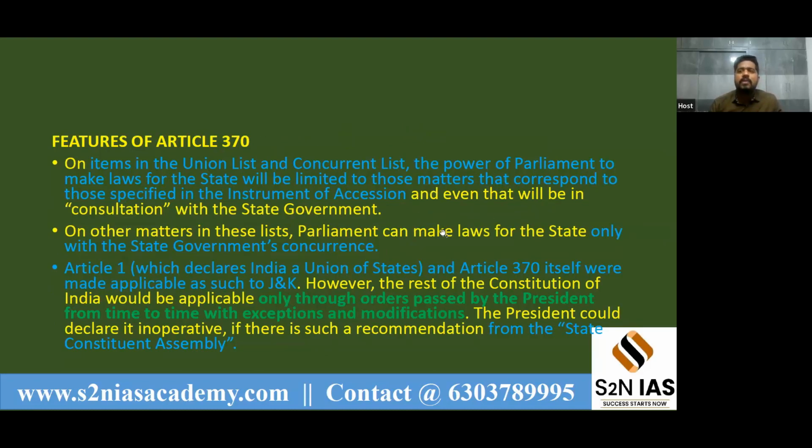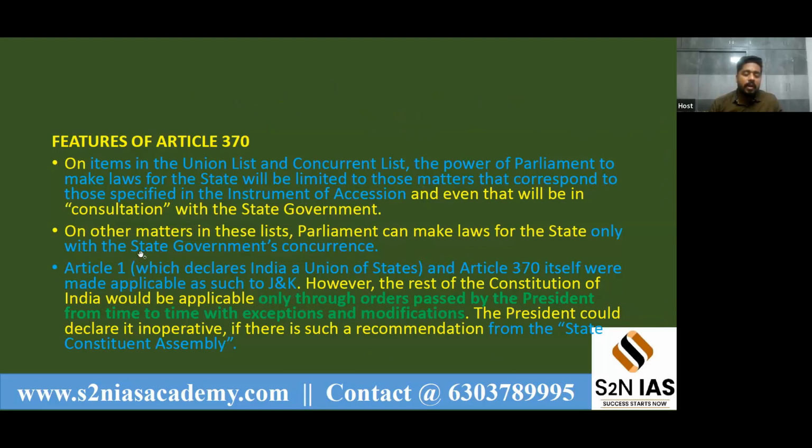That's why before 2019, we used to study any act, the Land Acquisition Act, the GST Act, any act, a star mark will be there: not applicable to Jammu and Kashmir, except as applicable to Jammu and Kashmir. But now, from 2019 onwards, you never see any star mark, you never see the name of Jammu and Kashmir in special letters. Article 1 and Article 370 itself are made applicable to Jammu and Kashmir.